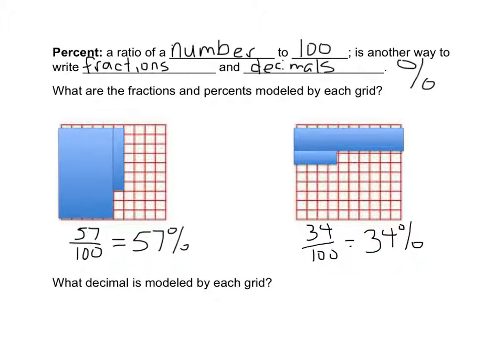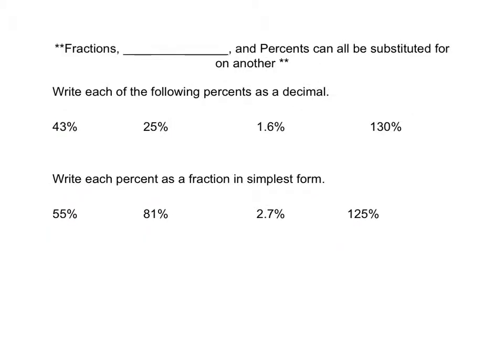So the question is, which decimal would be modeled by each grid? Well, the nice thing is if you're looking at the fraction where they're out of 100, that's the same as saying 57 hundredths, so this one would be 0.57, and 34 out of 100 would be 34 hundredths, or 0.34. So the big takeaway from this is that fractions, decimals, and percents can all be substituted for one another.